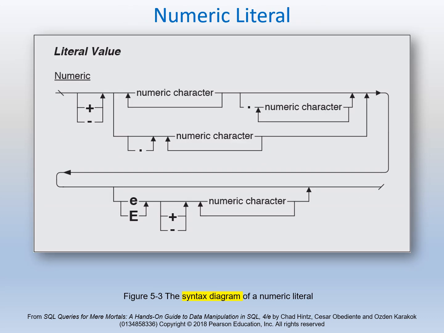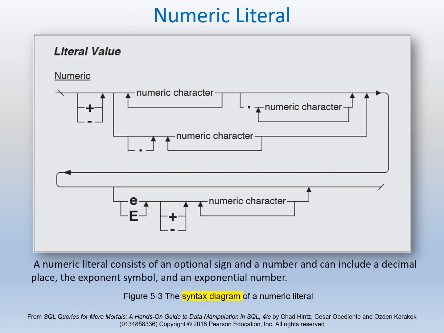This is the syntax diagram of a numeric literal, which consists of an optional sign, plus or minus, and the number can include a decimal point, the exponent symbol, and the exponential number. Here we see a numeric literal. We see one with the negative optional sign. We see the optional decimal point. And in this example, we see the optional exponential number.